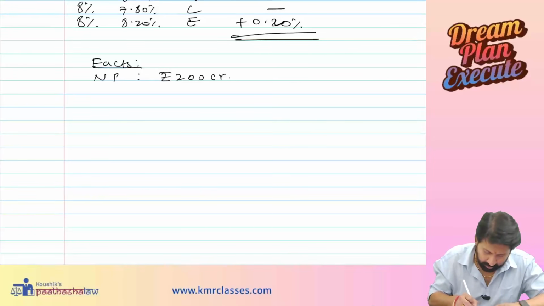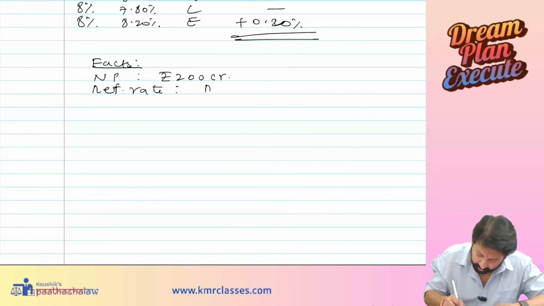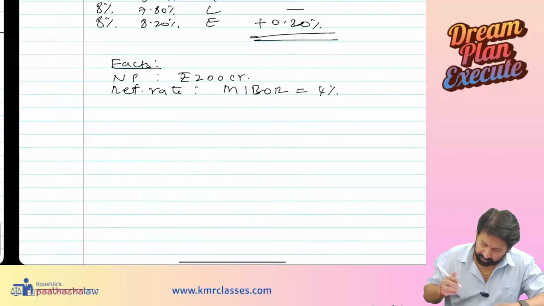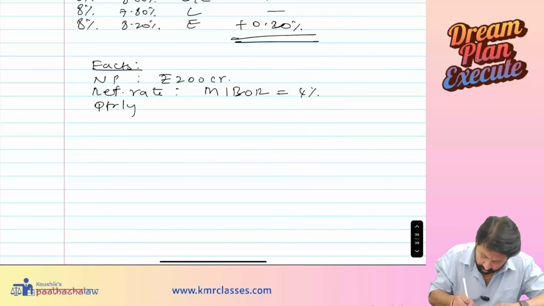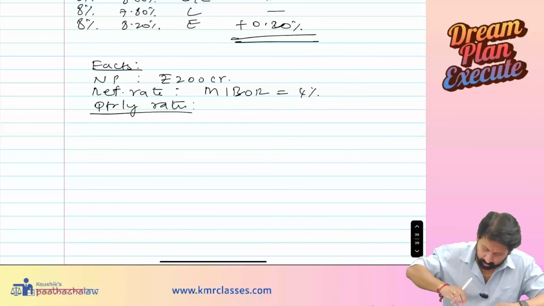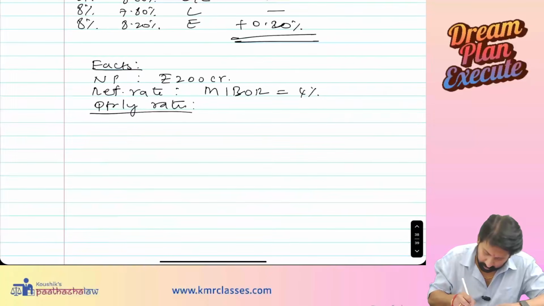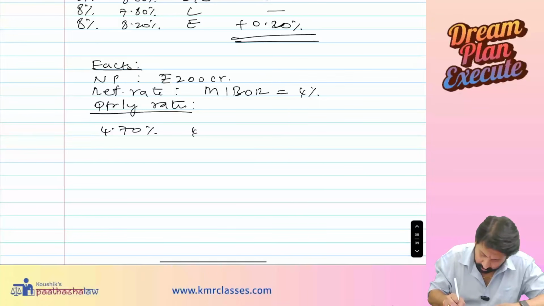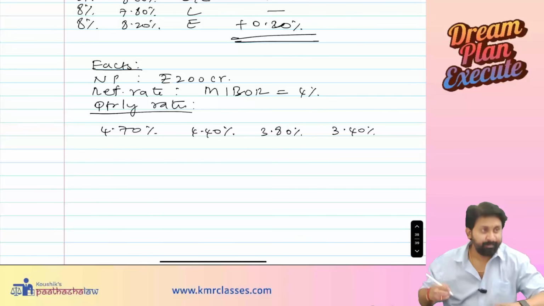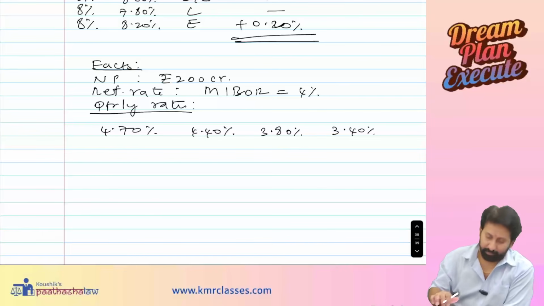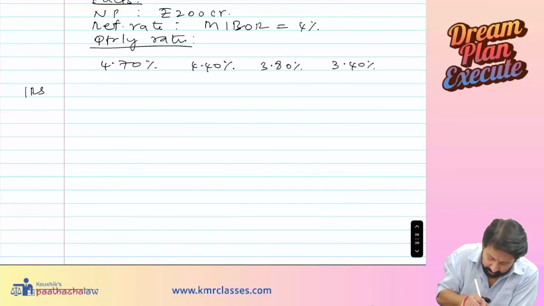Okay, next. Reference rate: MIBOR equal to 4%. Okay, that's it. These are the facts. Let us do it as an interest rate swap first.